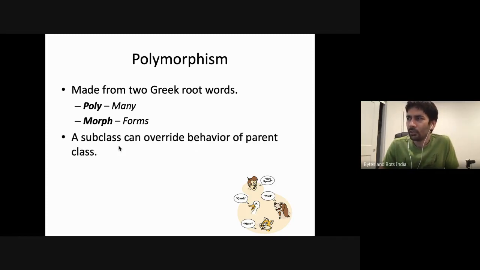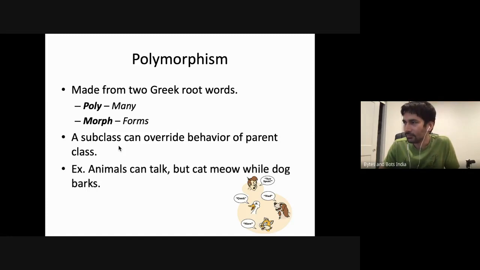A subclass can override behavior of the parent class, which means all animals can speak, but a dog speaks in a unique way, which is like woof, and a cat speaks in meow. So they all can override the behavior from the parent class. Same example here. All right, any questions so far?